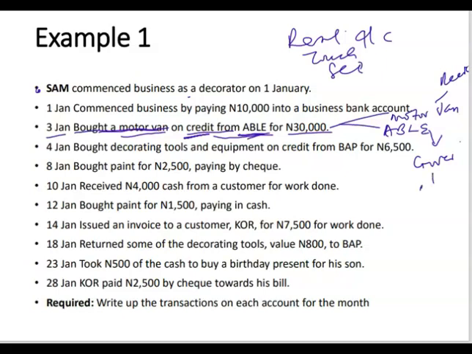That means we credit the giver and we debit the receiver. Motor van account, Able account. Debit motor van account for receiving the van and credit Able account for giving out the car.